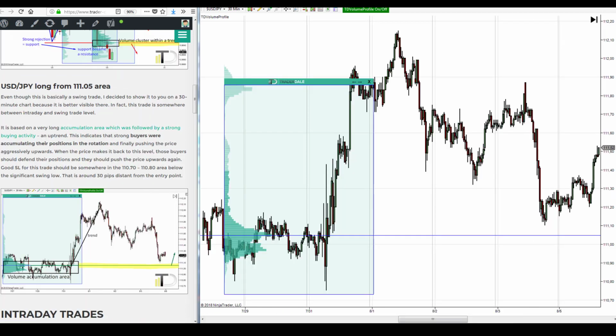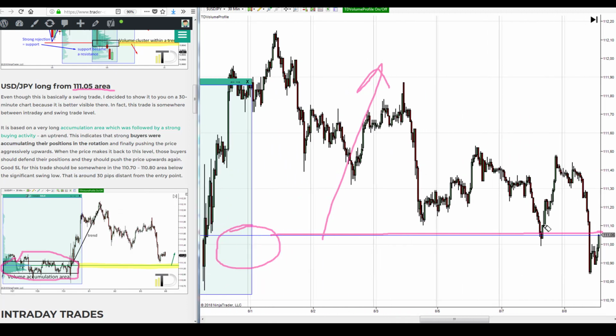Another swing trade was based on a volume accumulation setup on the Japanese yen. The level was at 111.05. Right there, this was the level. This is the volume accumulation. This is the strong buying activity after the volume accumulation. You can see that on the picture. And let's have a look how the trade went. This is the reaction to the level. A very nice reaction. Another profit target for the swing level.